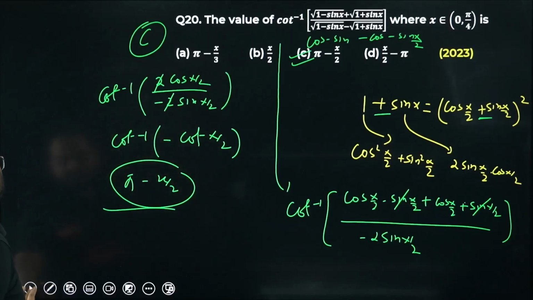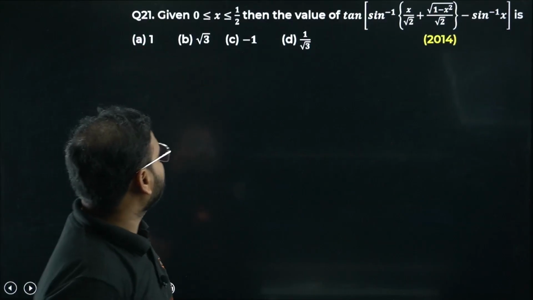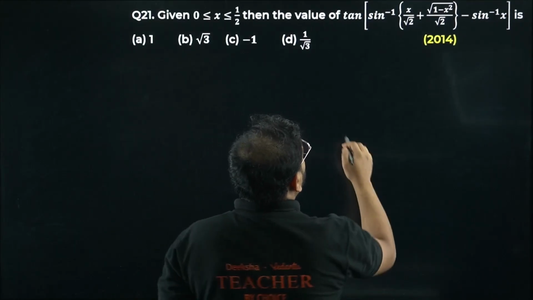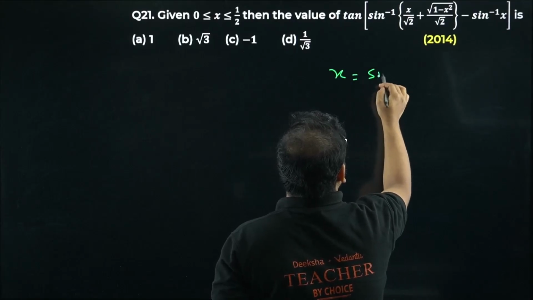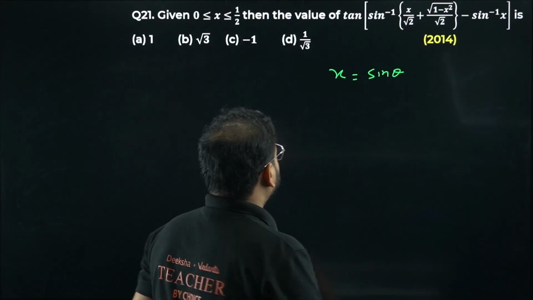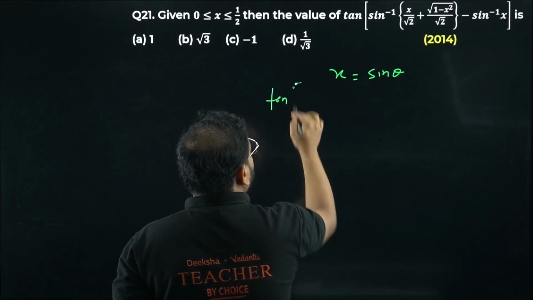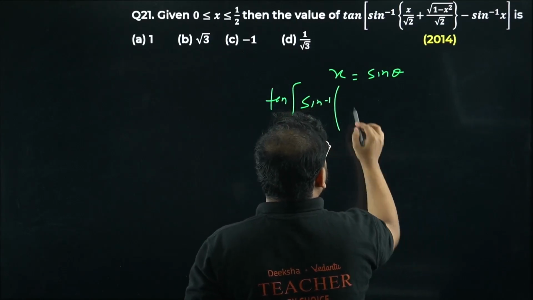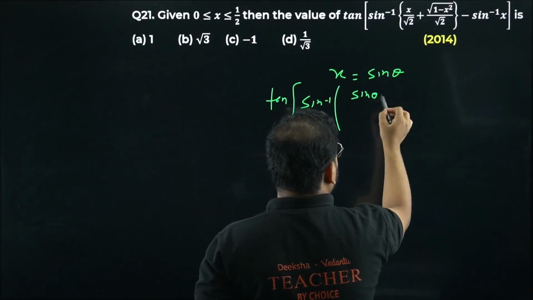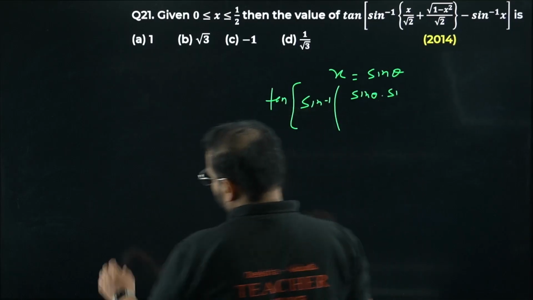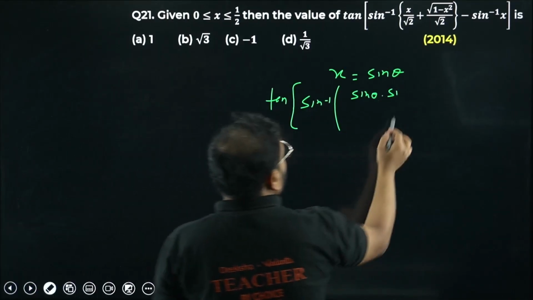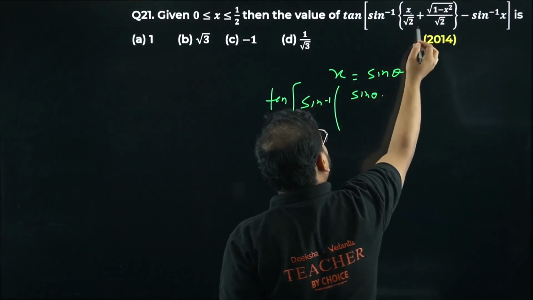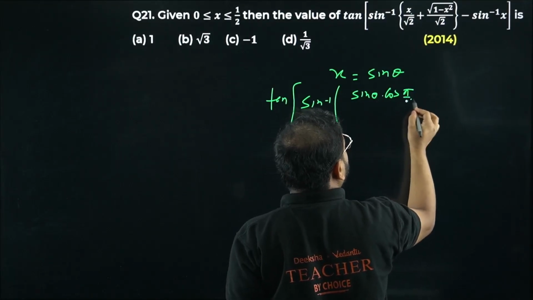Question number 21 now. We have given 0 to 1 by 2, the value of this. Let's do one thing. We have sine everywhere, so take x as sine theta. Now check this out. We have tan over here, and sine inverse will remain as it is. Next I have x, so write x as sine theta, and I have 1 by root 2, so write this as cos pi by 4. Have a look: x as sine theta, and 1 by root 2. So right here, cos pi by 4 plus.